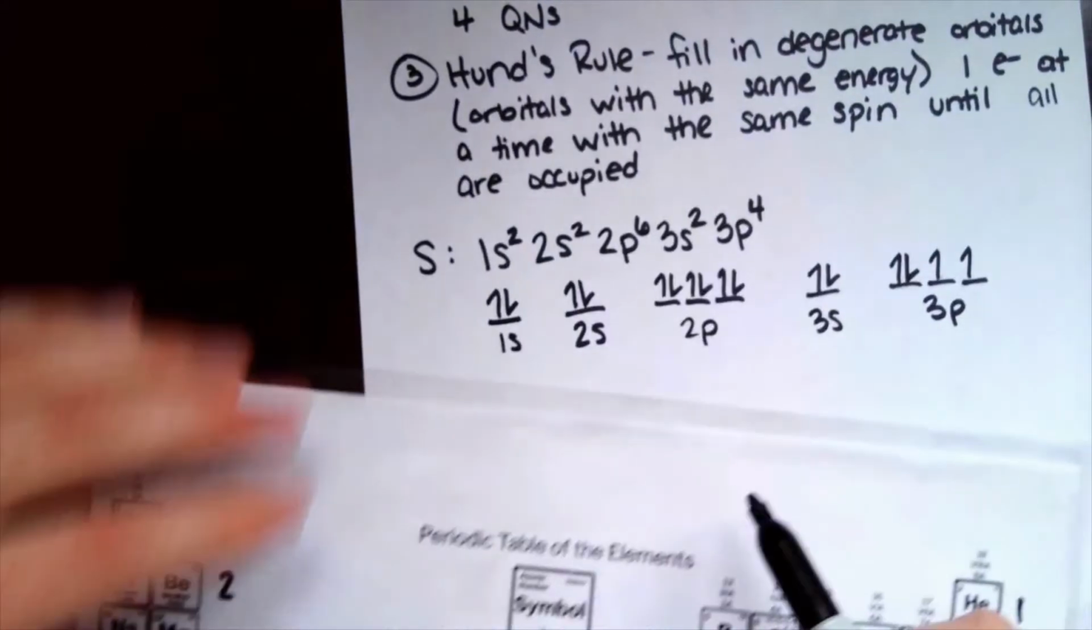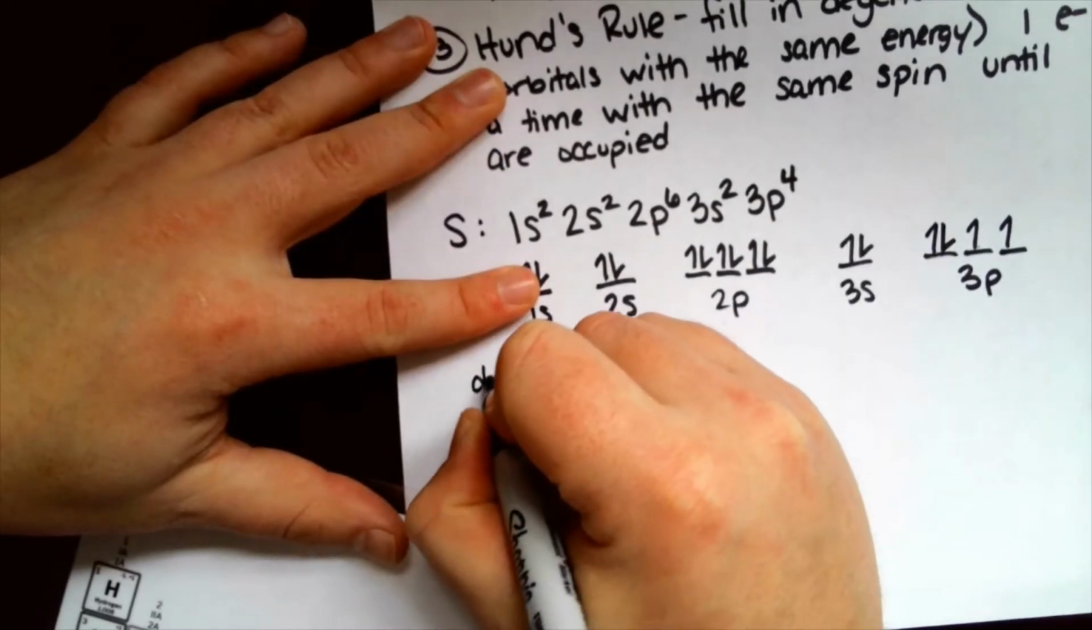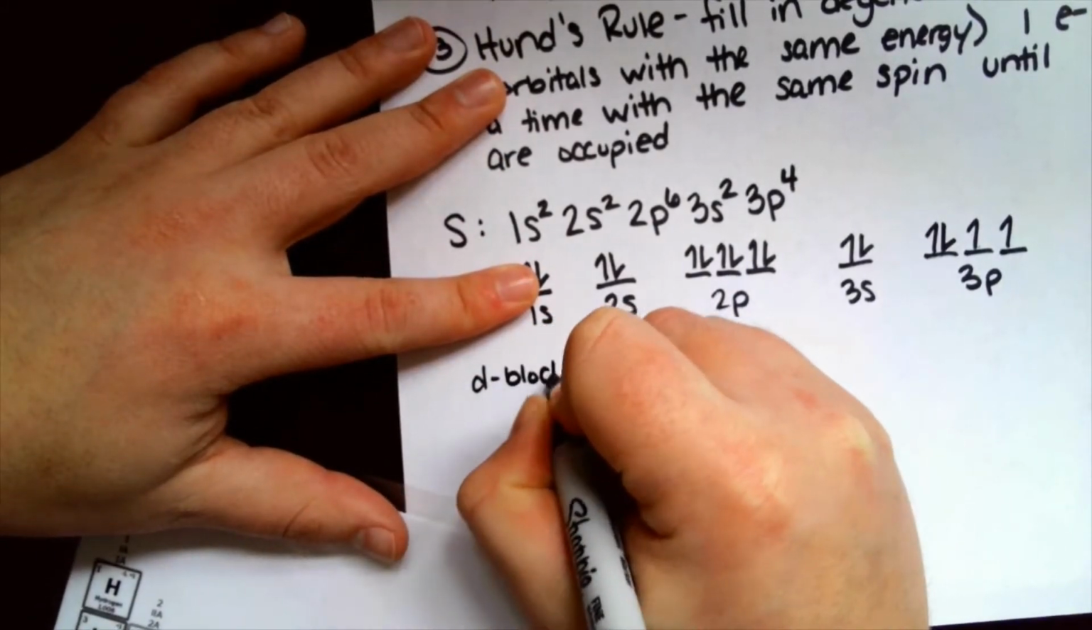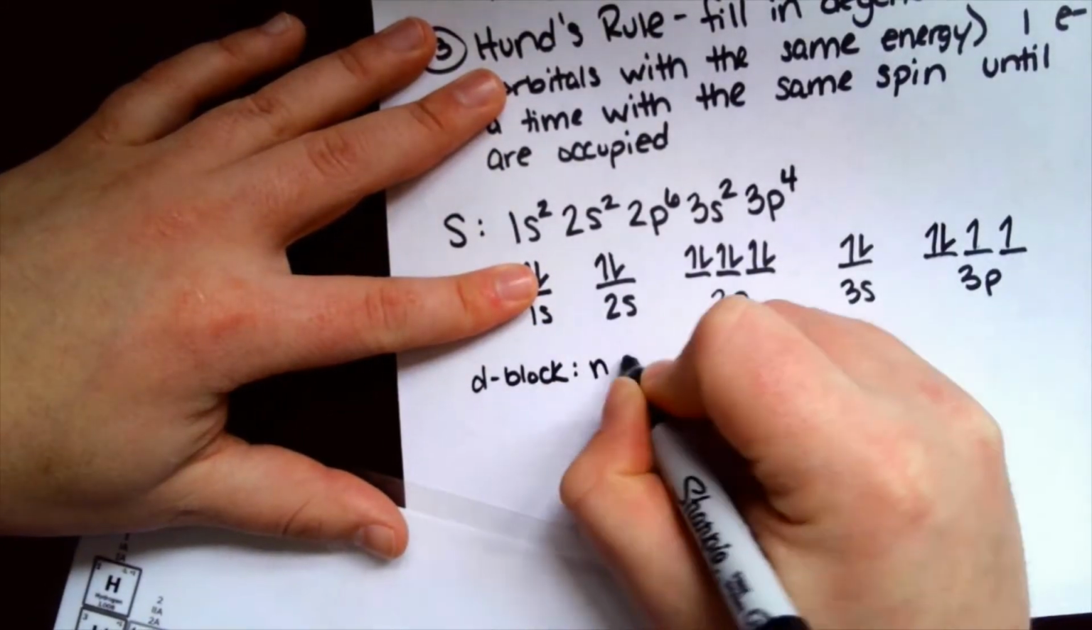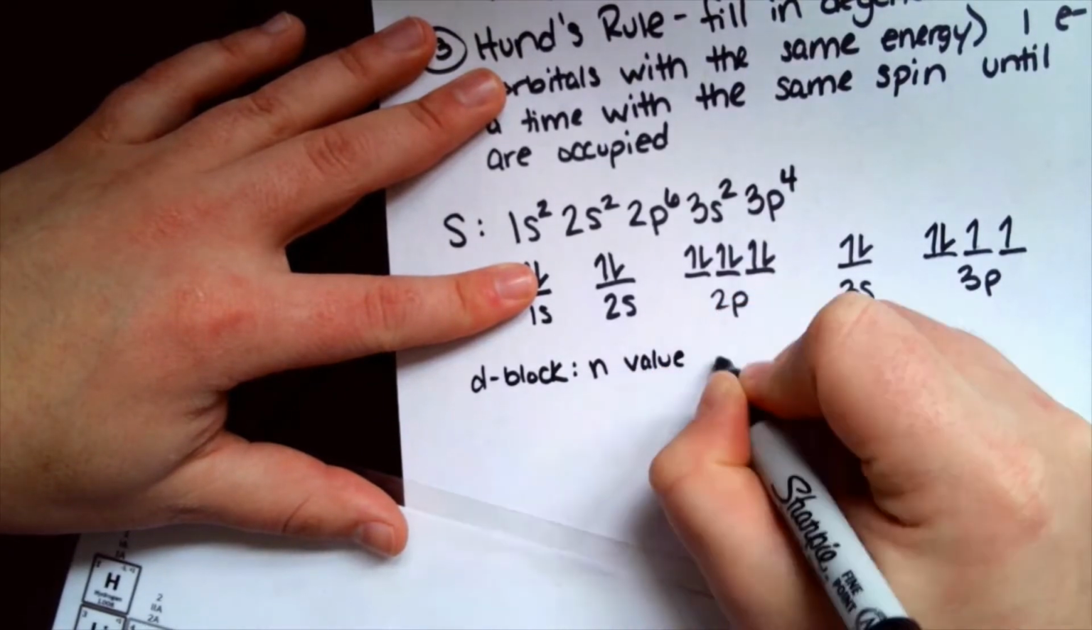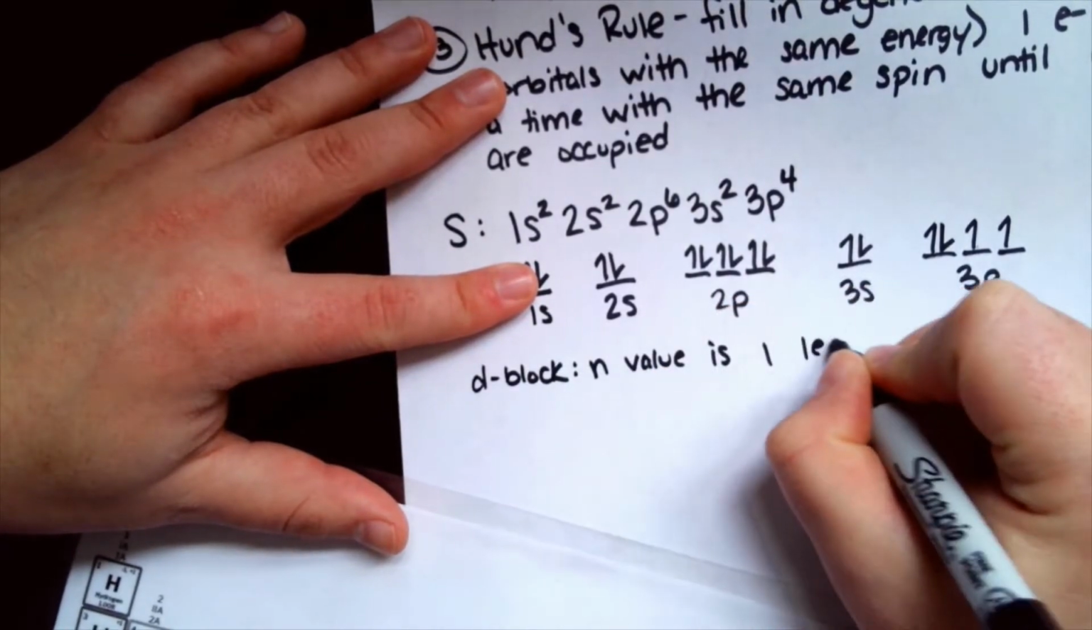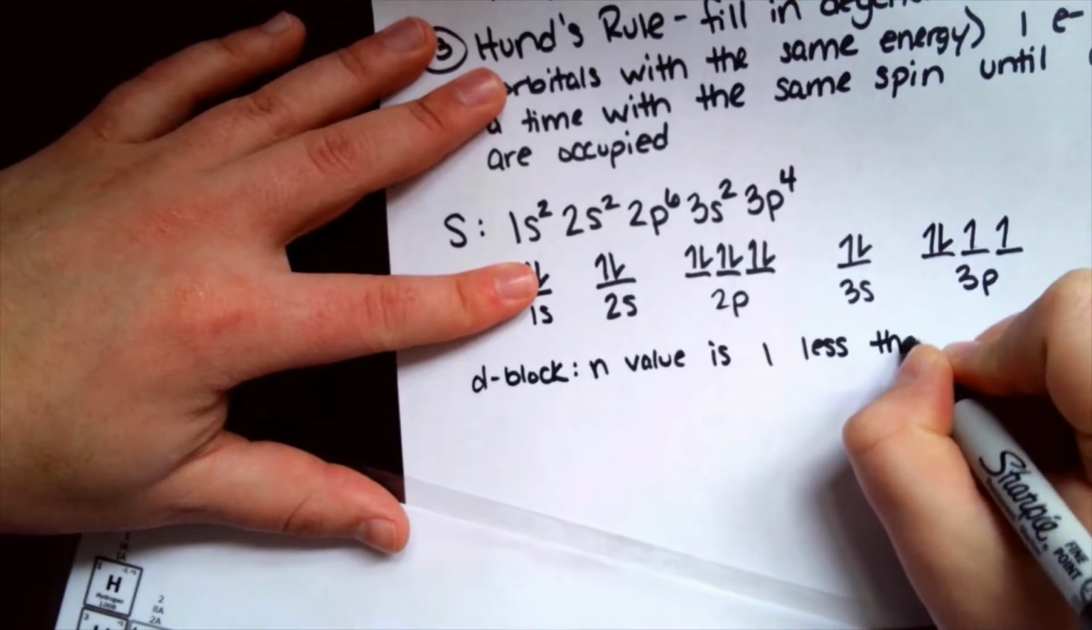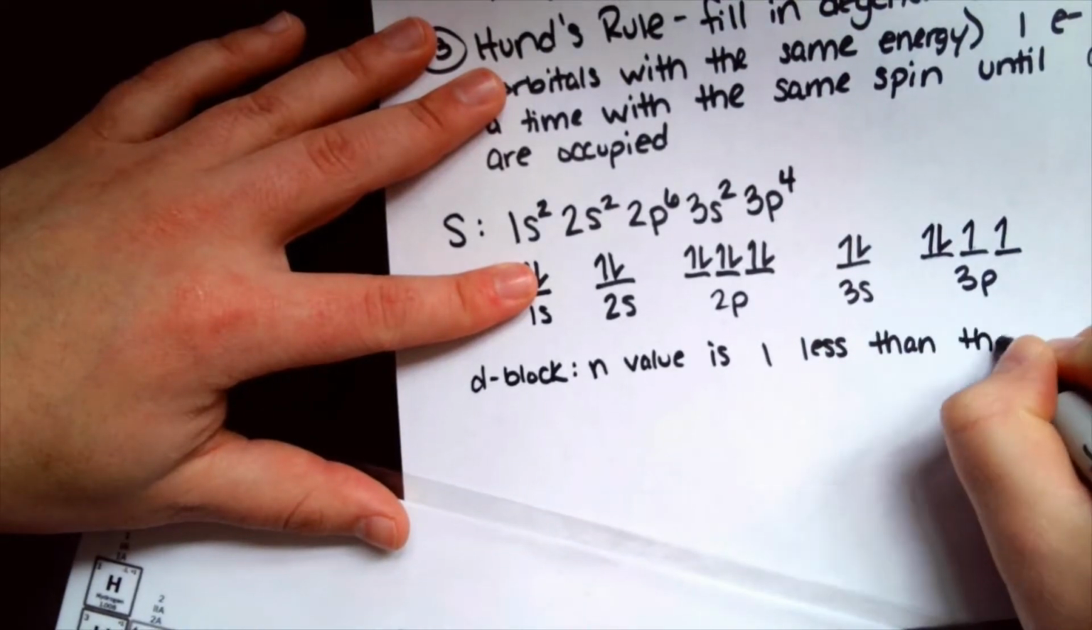So for the D block, its n value is 1 less than the row it's in.